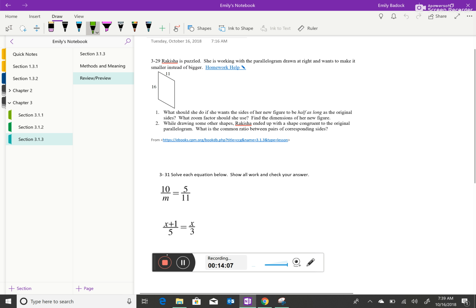So her zoom factor would be 1/2. Obviously, she wants to make it smaller. She wants to decrease the size by half, so it's going to be 1/2 or 0.5.